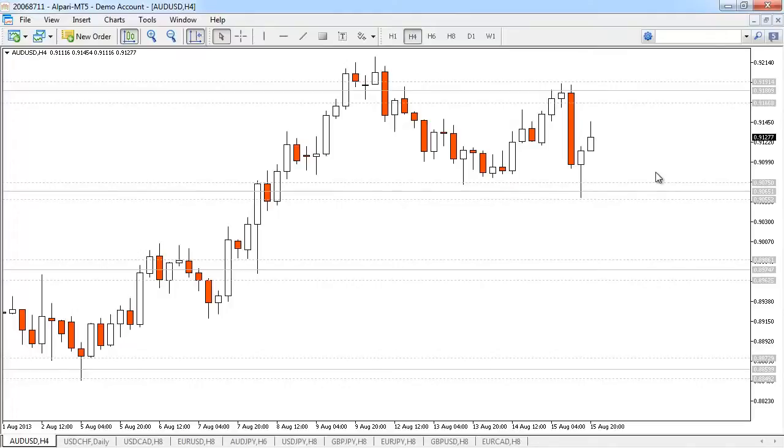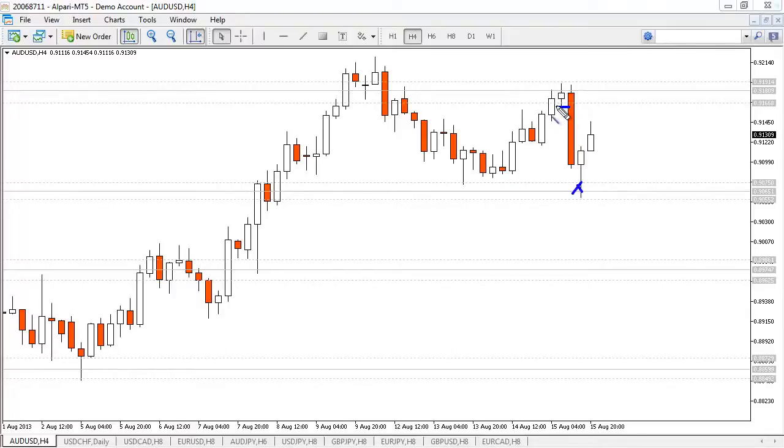So that's one of the entries I use. I use this entry because it tends to be the best way to confirm that sellers, in this case, but if you're looking for a long trade, obviously buyers, have taken control of the market, because they're creating a new lower low. To me, that's a very good sign that this trade's going to work out and push down and hit my target.